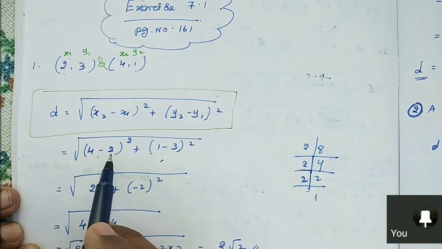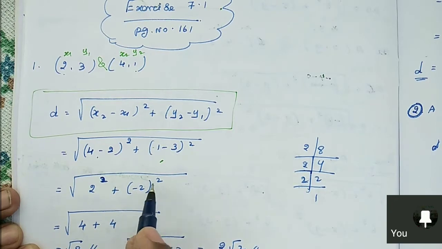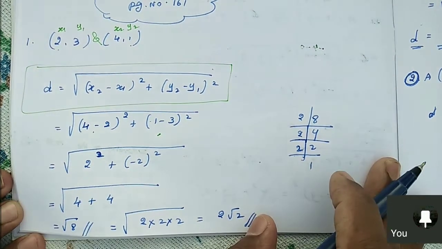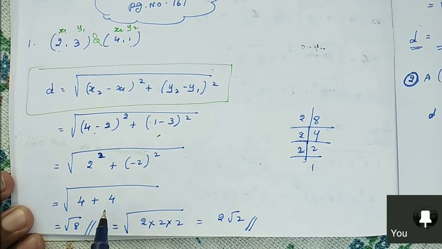Then 4 minus 2 became a 2. 2 square plus 1 minus 3 is minus 2, the whole square. Now 2 square became a 4, minus 2 square became a plus 4. Now 4 plus 4, root of 8.